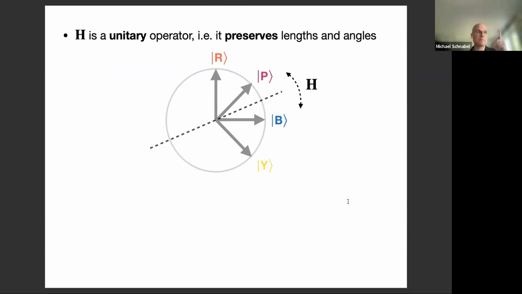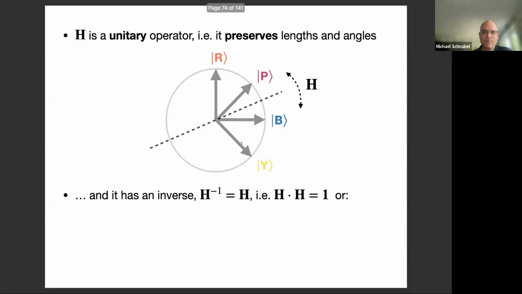So if you have 2 vectors, 2 states, you send them through Hadamard, they will be mapped to 2 other states. So say you have red and blue, they will be mapped to purple and yellow, and they were orthogonal before, they are orthogonal after. Not every linear transformation has this property, but unitary transformations do, they respect the length and the angle. Okay, this is not important, but I mentioned it nevertheless.